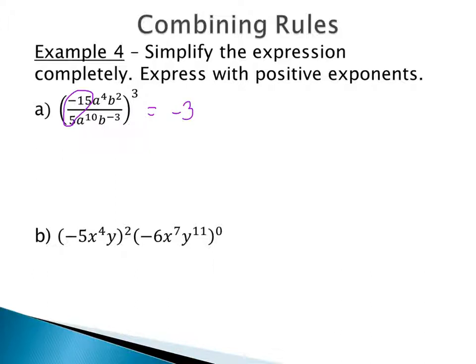Then I move on to my variables. So my next grouping would be a to the 4th and a to the 10th. Again, they're being divided. We would use our quotient rule and we would be doing 4 minus 10. So 4 minus 10 would end up being, keeping that base, a to the negative 6. And then last we would have the b squared divided by b to the negative 3. Again, subtracting your exponents, so kind of as side work here.